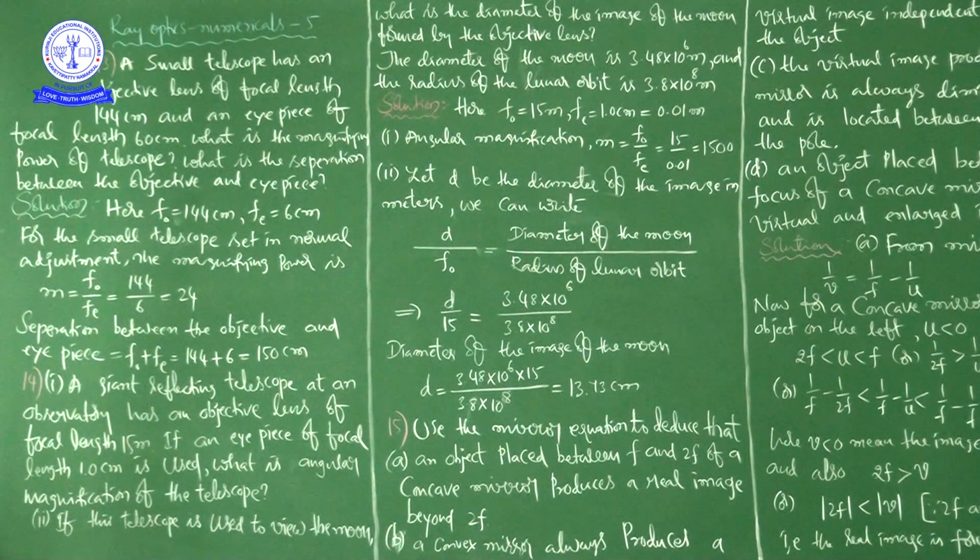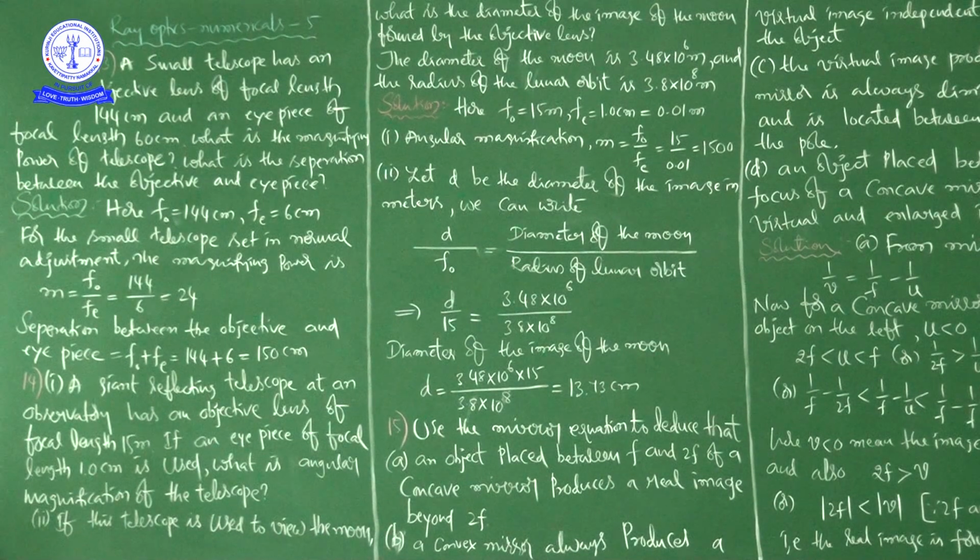See here. First, we are going to write the given things. That is, f naught, the focal length of the objective lens, is 144 centimeters, and fe is 6.0 centimeters. See here, it is not 60, it is 6.0, there is a decimal point. So keep in mind it is 6.0 centimeters, which means 6 centimeters.